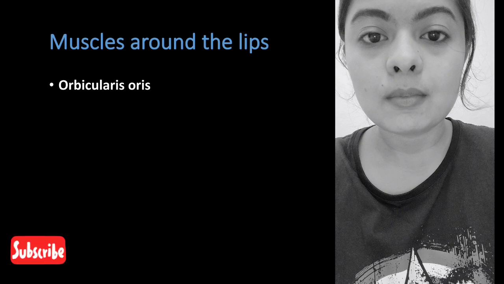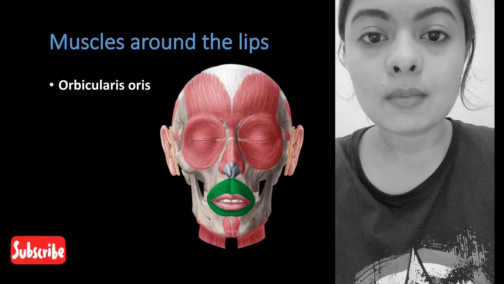The origin of orbicularis oris is the superior incisivus from the maxilla and the inferior incisivus from the mandible, and it gets inserted into the angle of the mouth.